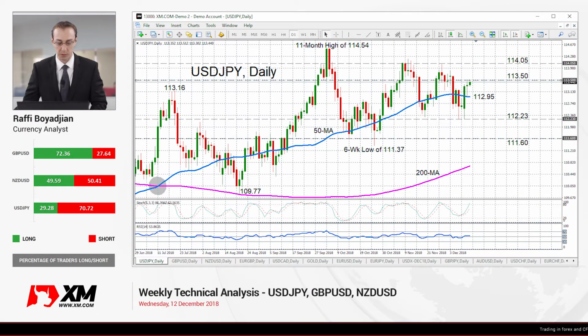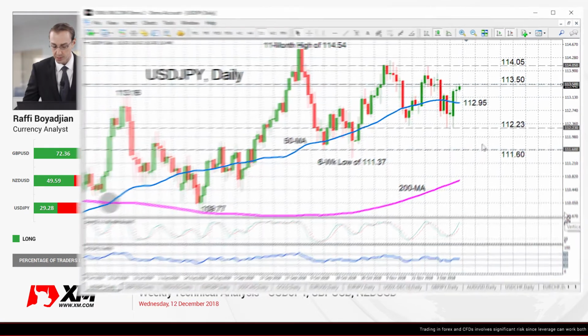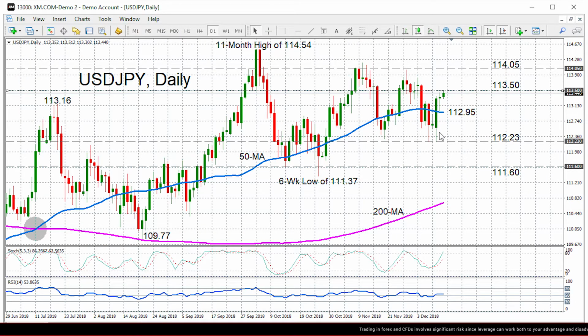The pairs we're going to look at for this week are dollar yen, the pound dollar, and the Kiwi dollar. Let's start first with dollar yen. We can see that the pair is looking fairly neutral in both the short and medium terms.